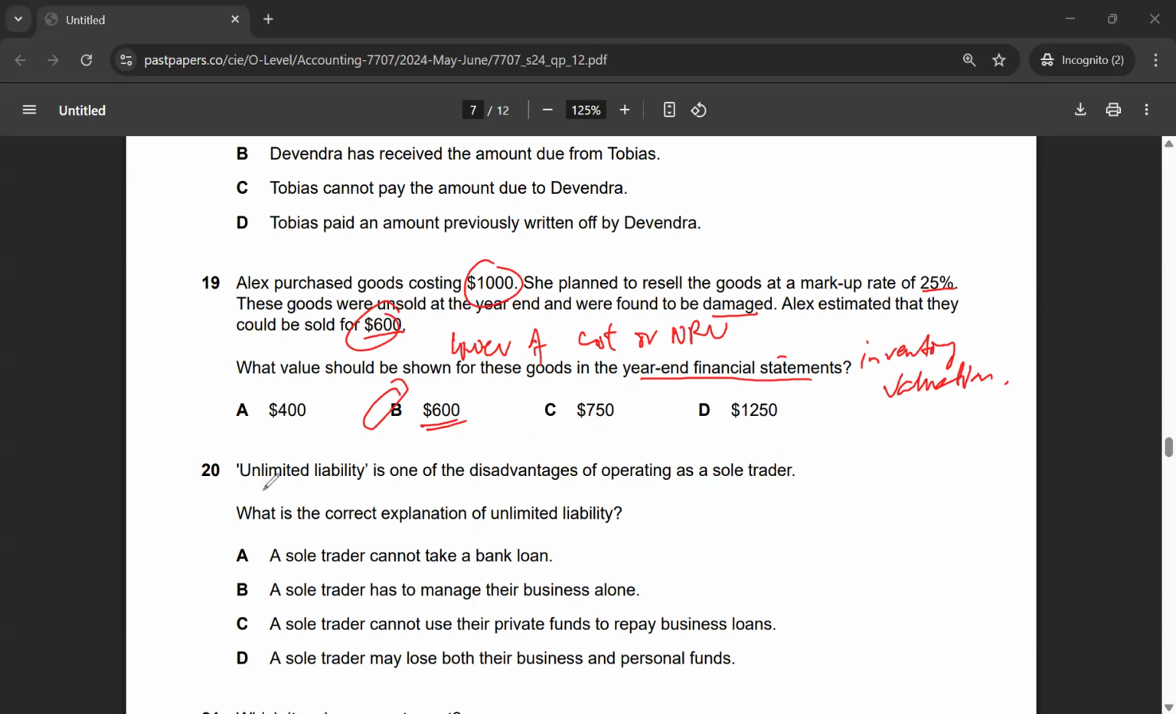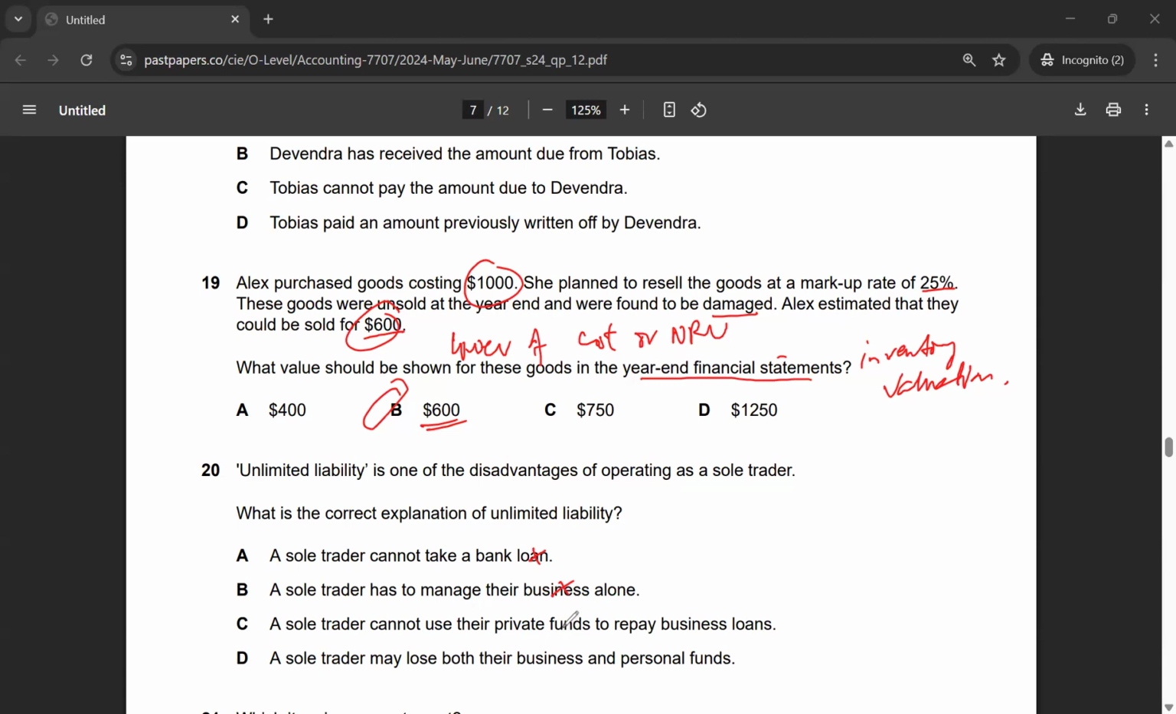Let's look at multiple choice 20. Unlimited liability is one of the disadvantages of operating as a sole trader. What is the correct explanation of unlimited liability? A sole trader cannot take a bank loan. No, he can still take a bank loan. A sole trader has to manage their business alone. This has nothing to do with unlimited liability. This is just a characteristic of what is a sole trader.